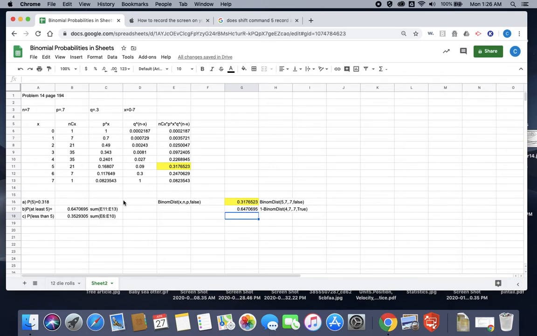0.0647, 0695, the same answer we got here. So when we did this, we did the sum of 0, 1, 2, 3, and 4, and then we subtracted that from 1, or 100%.